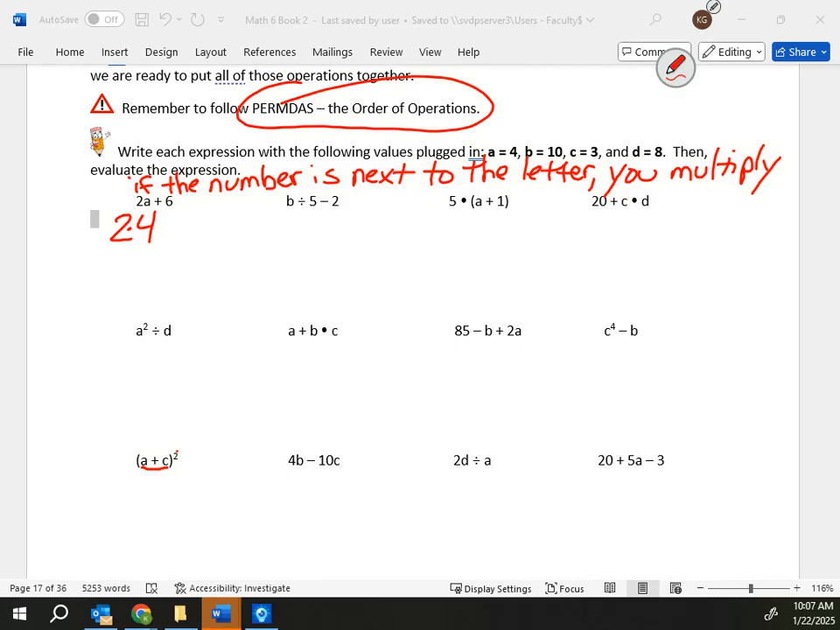Any questions on this one? So this is one where you rewrite your equation, your expression, putting that variable value in, and then doing the math, doing the order of operations.